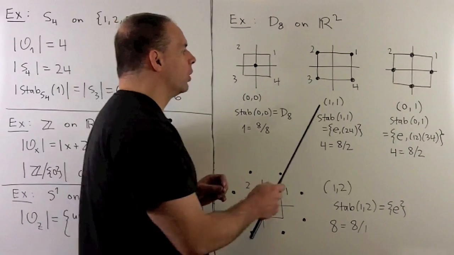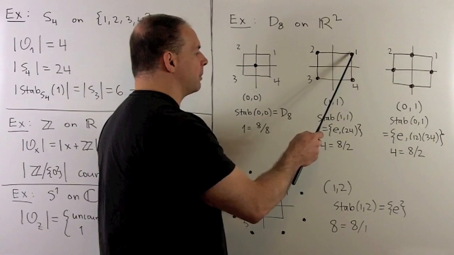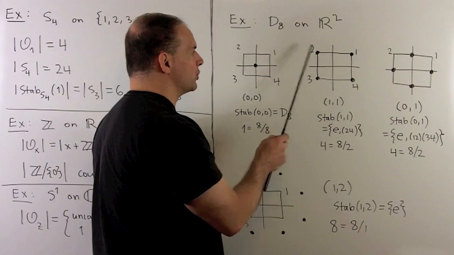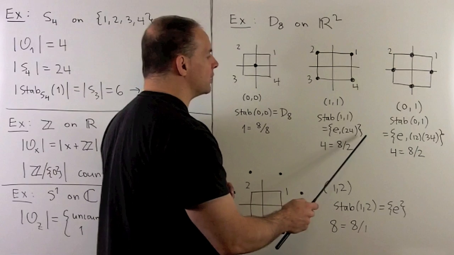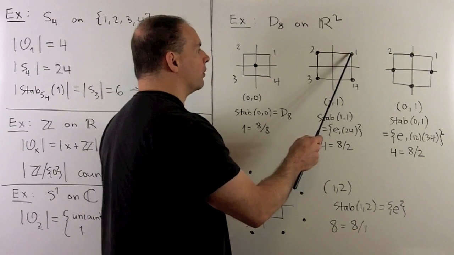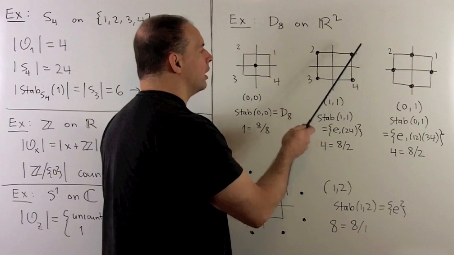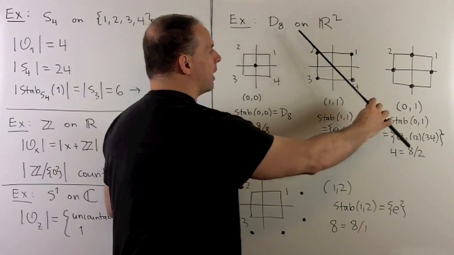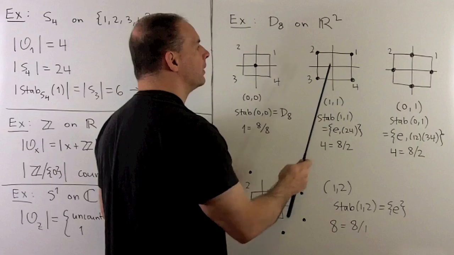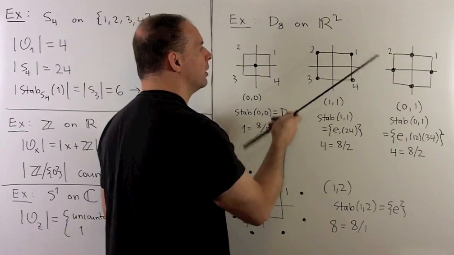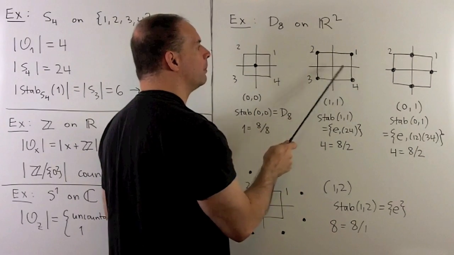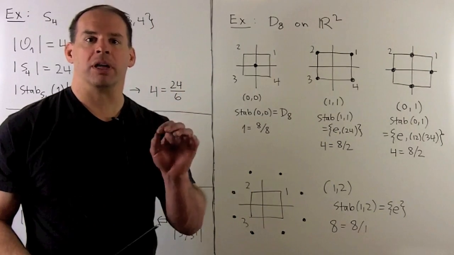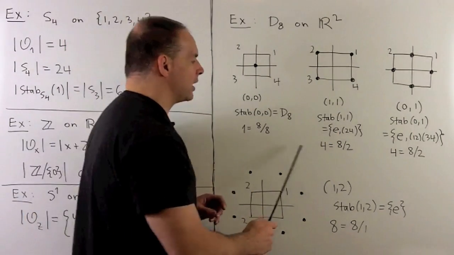If we consider the point 1, 1, okay, the stabilizer here is just going to be the identity and the element that switches 2 and 4. So we have 2 elements. Now note, the orbit of 1, okay, well, what can we do? If I flip in this line, nothing happens. If I flip in this line, 1 goes to 3. If I flip in this line, 1 goes to 2. If I flip in this line, 1 goes to 4. We're only going to have 4 points in the orbit. So we have 4 equals 8 divided by 2, and that checks out.